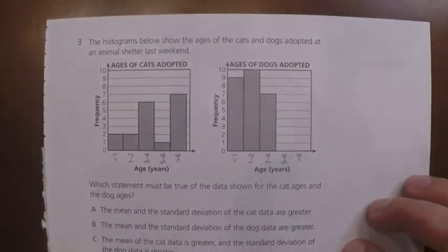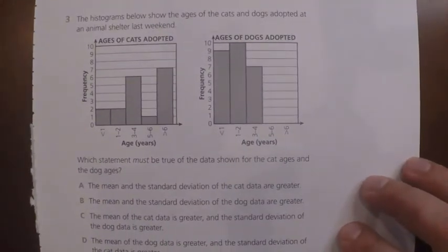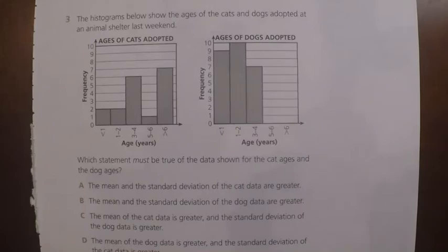Looking at question 3 here. Question 3 has to do with taking a look at these two histograms here. It says the histograms below show the ages of cats and dogs adopted at an animal shelter last weekend. So which statement must be true for the data shown for the cats and the dogs' ages?